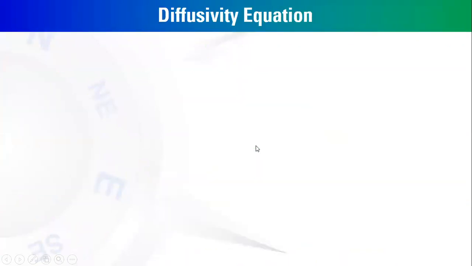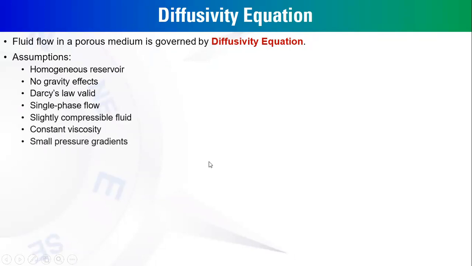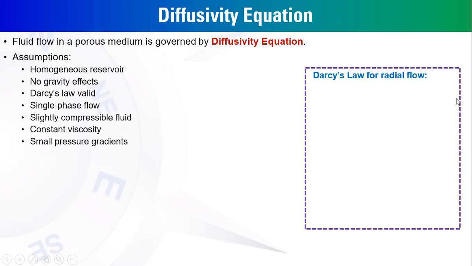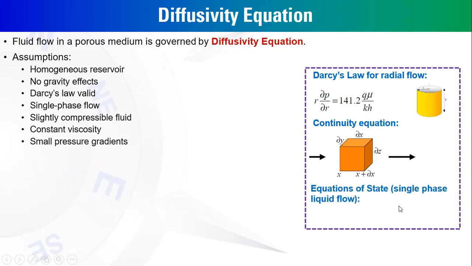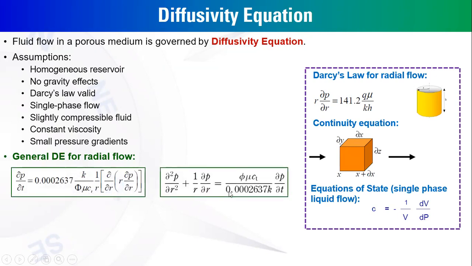That's the concept of rate transient analysis. As mentioned, the basic mathematical model for pressure or rate transient analysis is the diffusivity equation. As you know, we have several assumptions for the diffusivity equation, considering we have incompressible fluid, homogeneous reservoir, and so on, and Darcy's law is valid. The basic components of this equation are Darcy's law, the continuity equation, and the equation of state. This is the general diffusivity equation for radial flow.